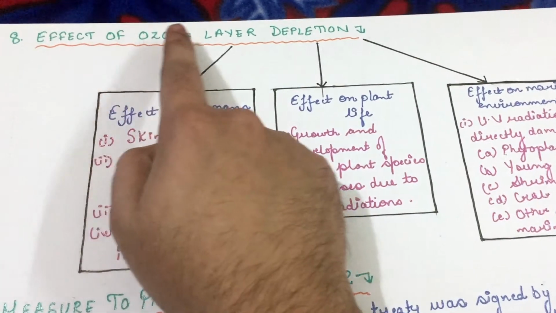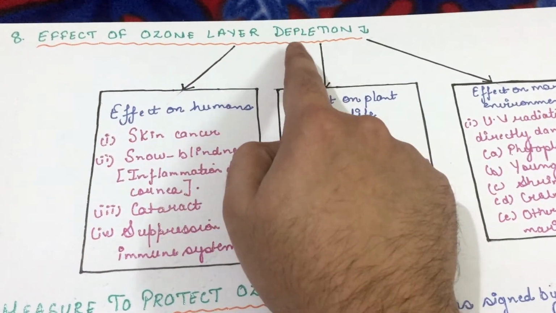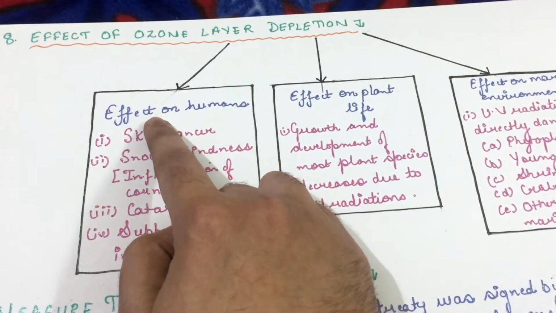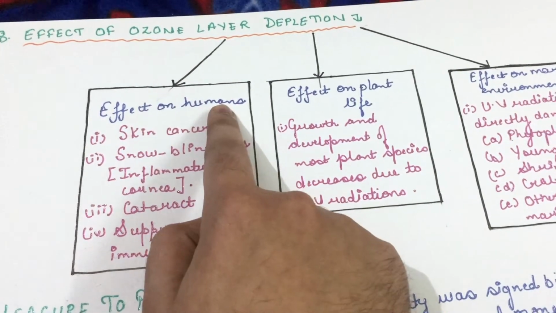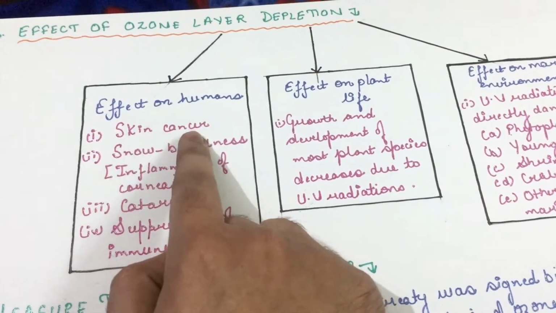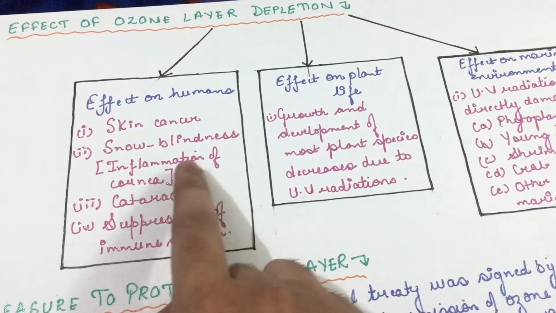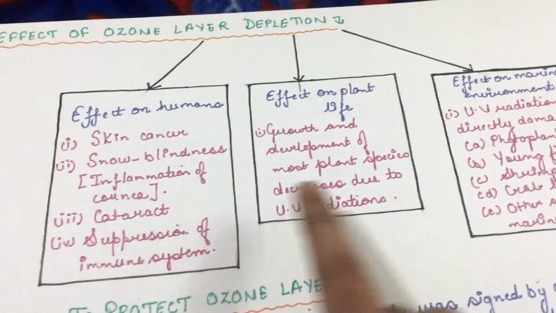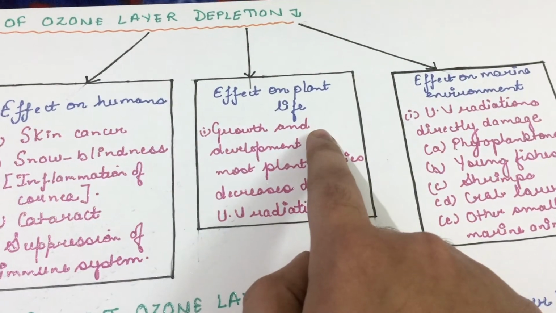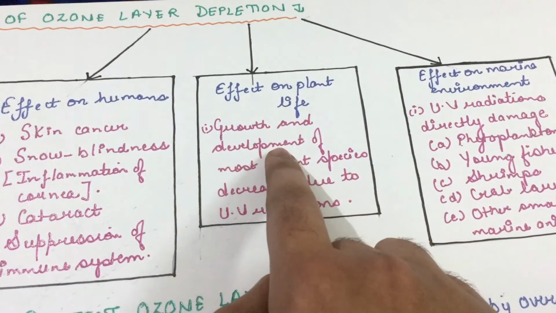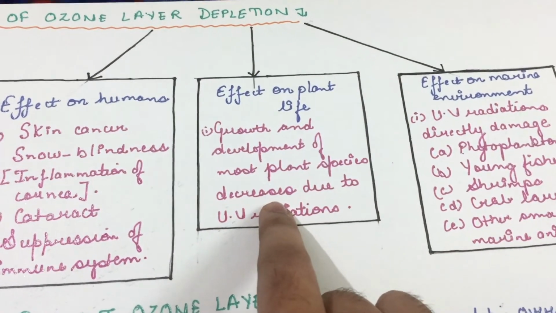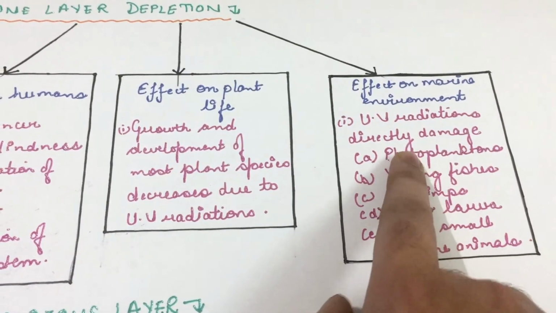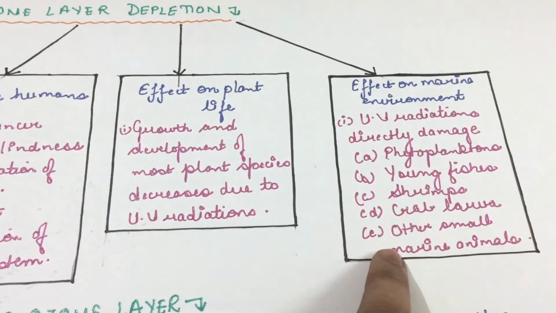Let us look at the effects of ozone layer depletion. If the ozone layer is depleted, the harmful UV radiation will reach the earth. So what would it cause in humans? UV radiation would cause skin cancer, snow blindness, that means inflammation of the cornea of the eye, cataract, and suppression of the immune system. On plant life, UV radiation will cause a decrease in growth and development of most plant species. And in the marine environment, UV radiation will directly damage phytoplankton, crab larvae, and other marine animals.